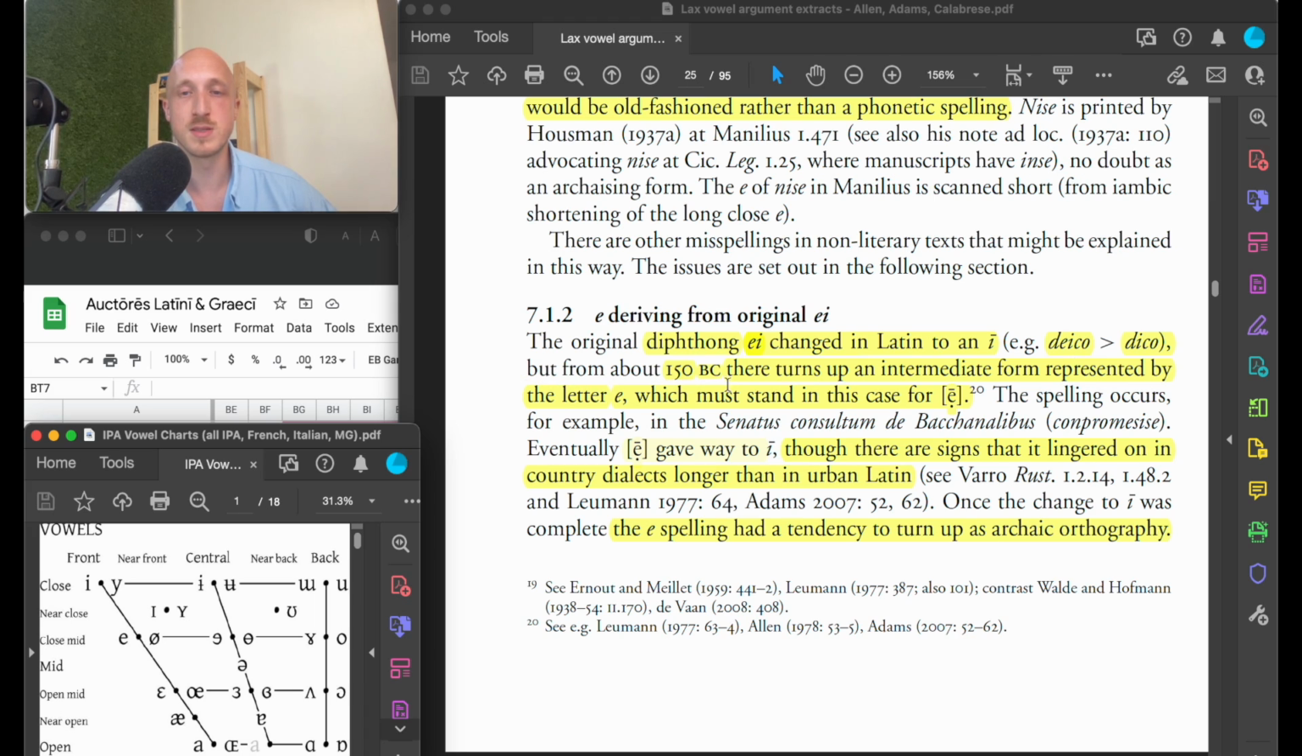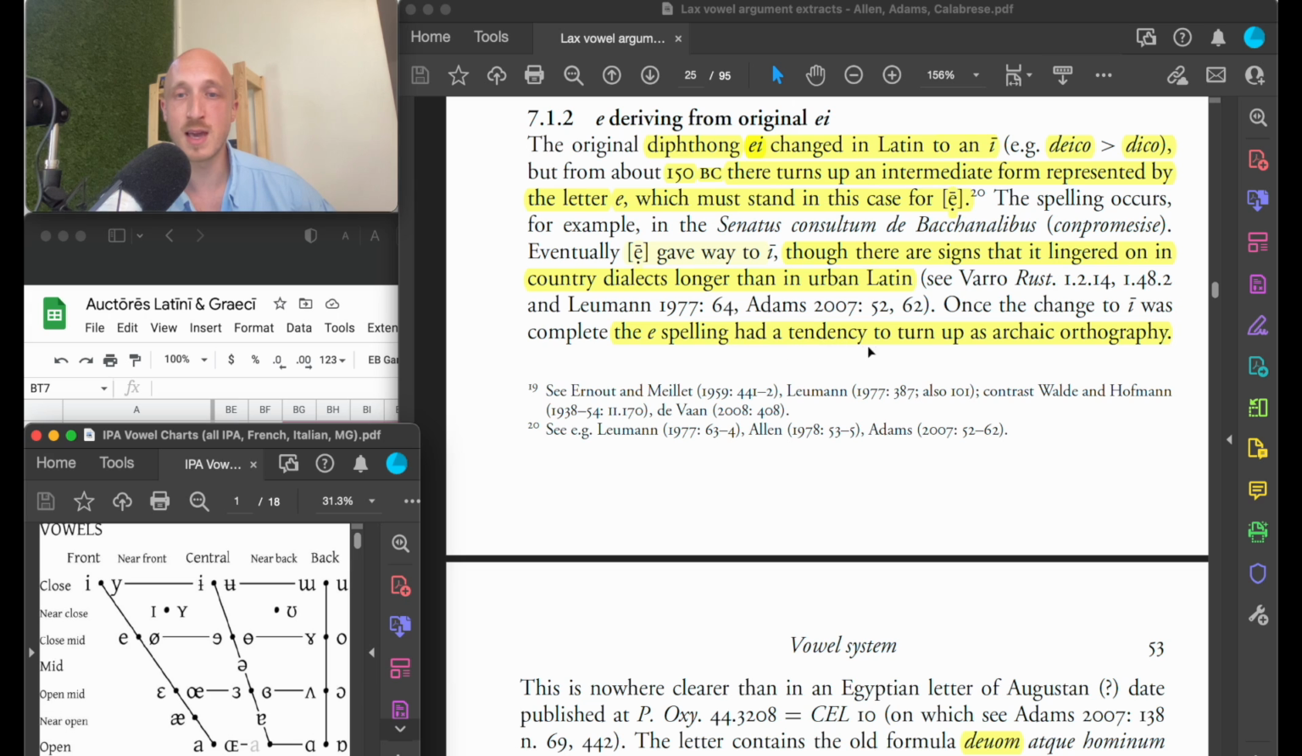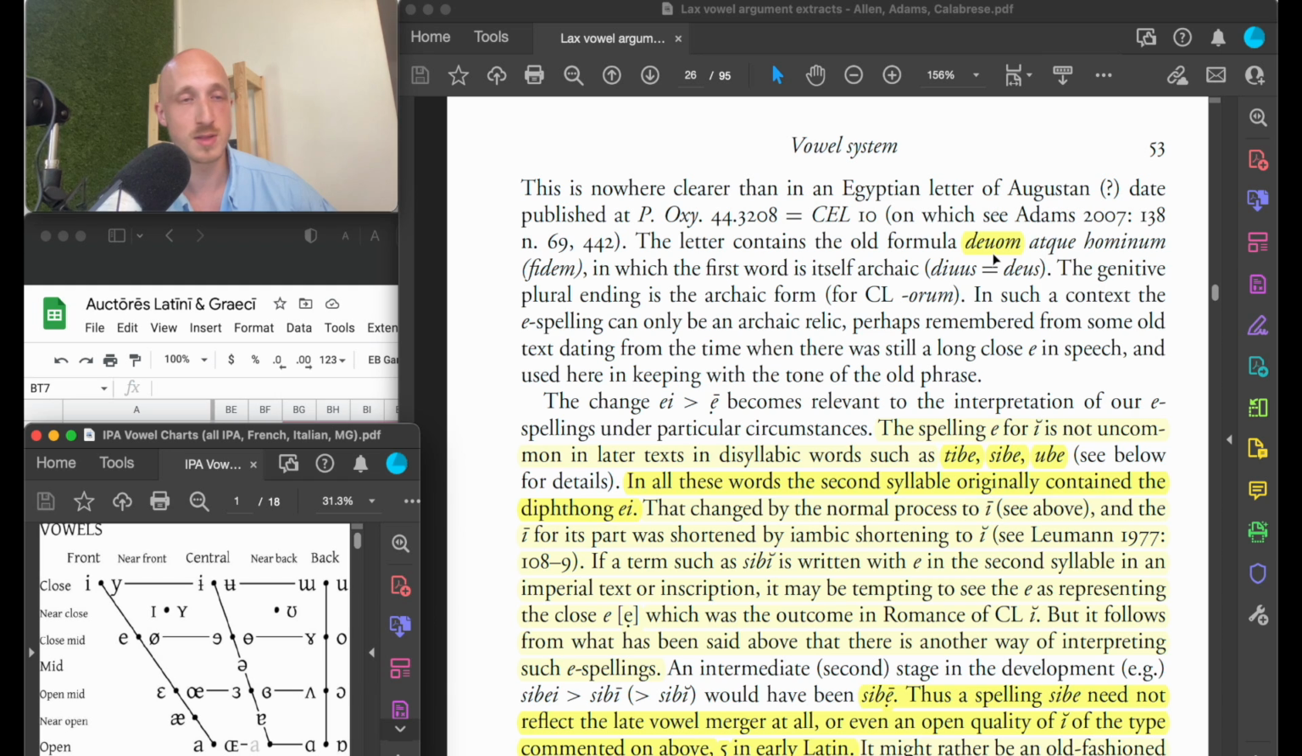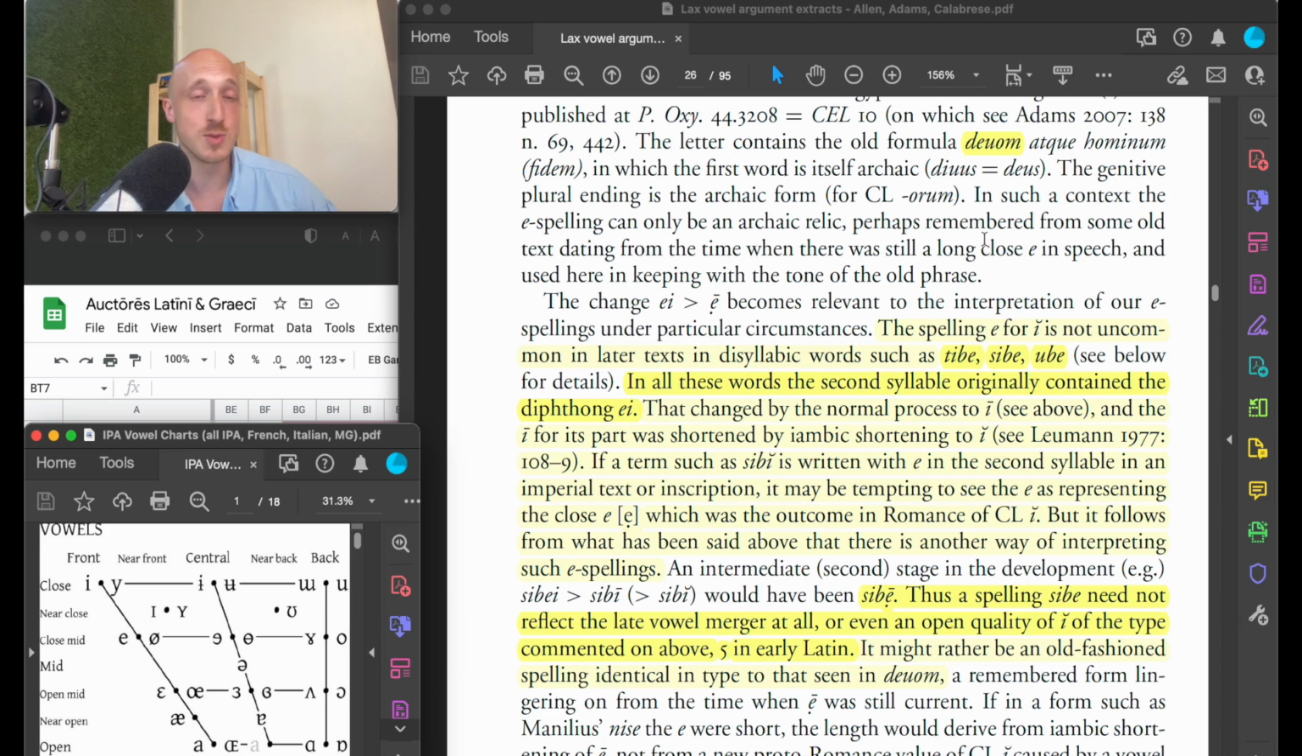But from about 150 BC, there turns up an intermediate form represented by the letter E, which must stand, in this case, for E. I wish he would use IPA, so it could be E or E. Up here, it makes sense to me, E. E gave way to E, which makes sense, though there are signs that it lingered on in country dialects longer than in urban Latin. Calabrese later will comment on exactly that. The E spelling had a tendency to turn up as archaic orthography. For example, deum, another example of this archaic orthography. Deum from deum instead of dium, in fact, divorum. That is what the actual word would be.